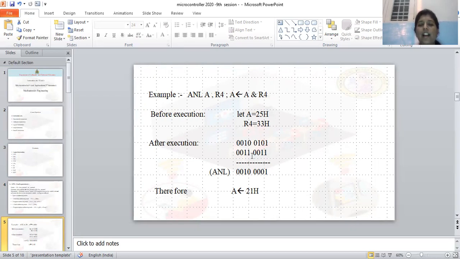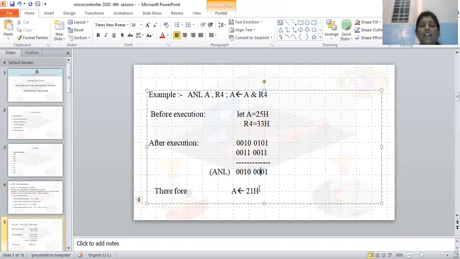After doing the AND operation, the result will be as follows. In the ANDing operation, if both the inputs are 1, then the output will be 1. If only one of the inputs is 1, then the output will be 0, and if both the inputs are 0, then the output will be 0. Therefore, we will get the result 00100001. The result will be stored in the accumulator, that is A is equal to 21H.